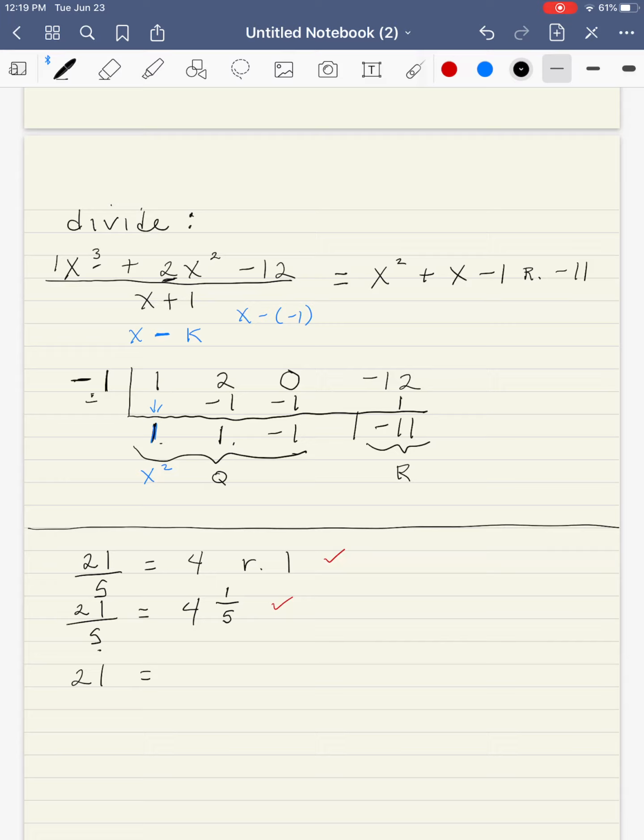And then there's yet another way that I can write the information. Writing this as a product, as saying what I divided out, the 5, times my quotient 4, plus my remainder equals 21. So that gives me the exact same information, same true statement, written in yet a different way.